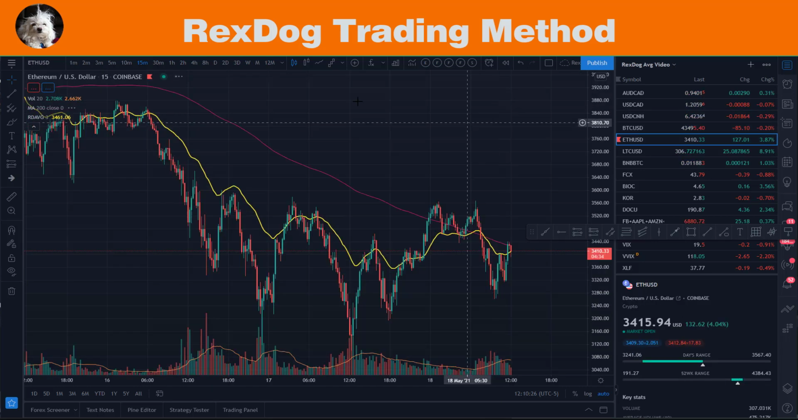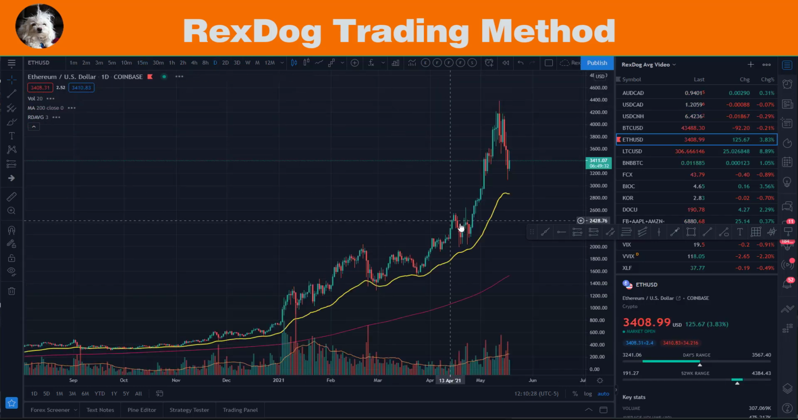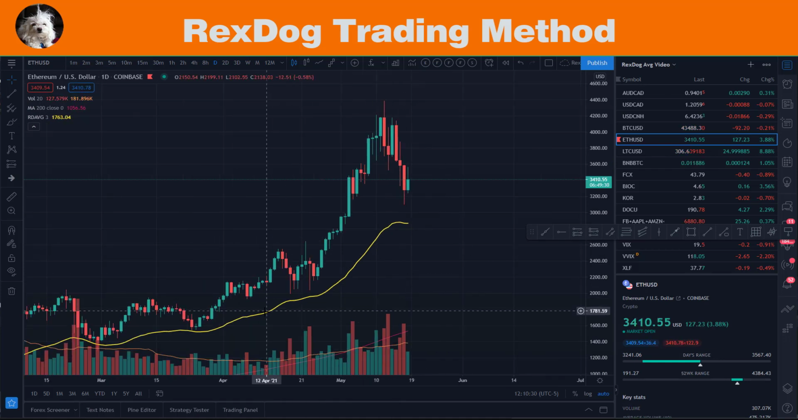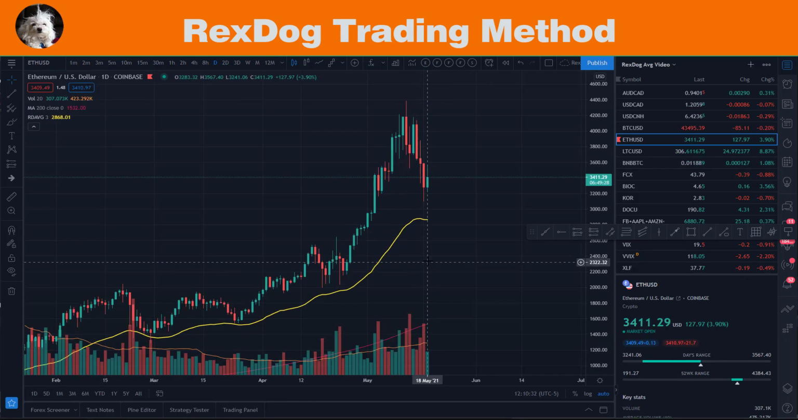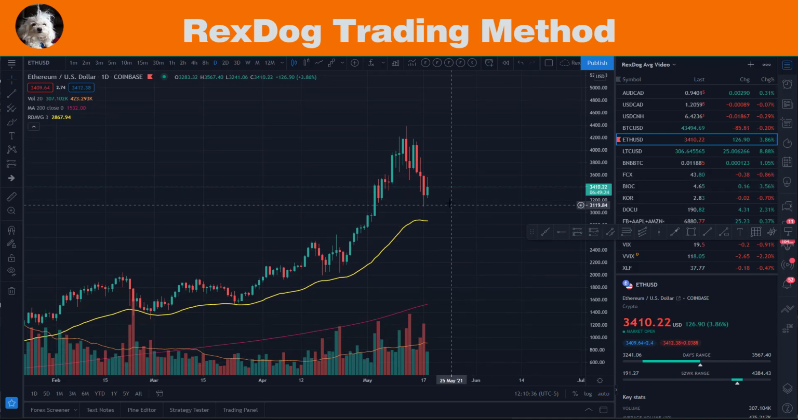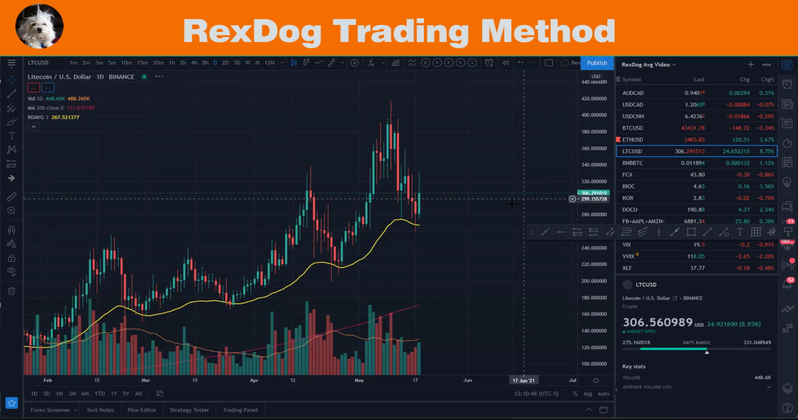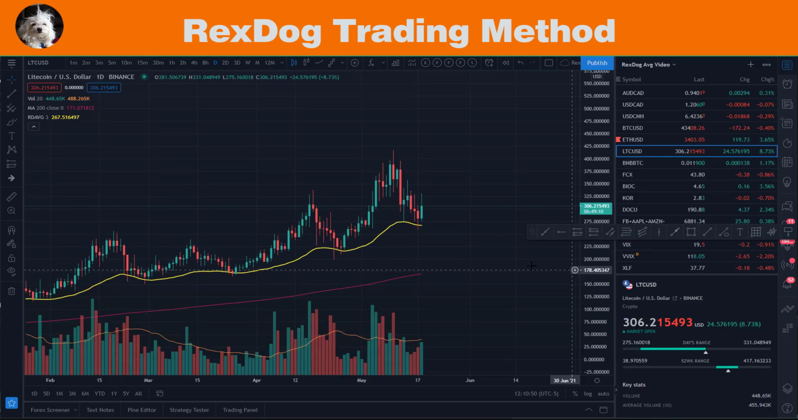Well, we've already looked at Bitcoin. Let's look at Ethereum, on the daily. I mean, this thing has just run, right? And it looks like it might want to check in. So based on this, I'm shorting the tops. I'm shorting every high, and then my eventual target is down to the RexDog average. Litecoin did check in yesterday.